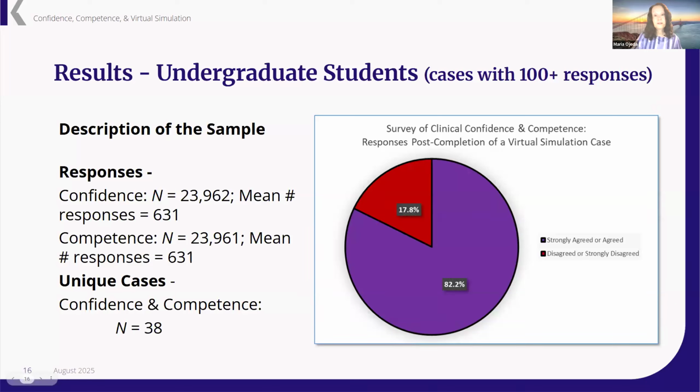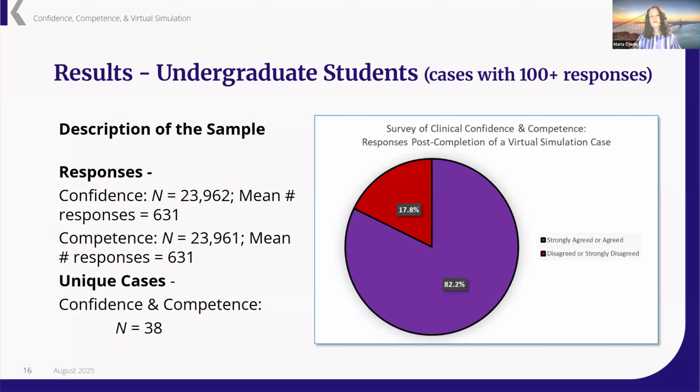Okay, so as you can see, these are the results for our undergraduate data set. The analysis that was performed on the data was identical to the one for the graduate data set. And we received a total of 23,962 responses to our question about clinical confidence, and just one fewer to our question about clinical competence, so 23,961 for that one. The average number of responses to each case was 631, and the number of unique cases represented in this data set was 38 for both questions.